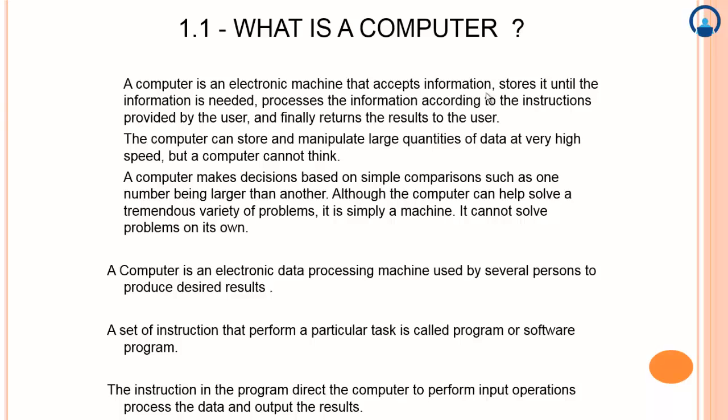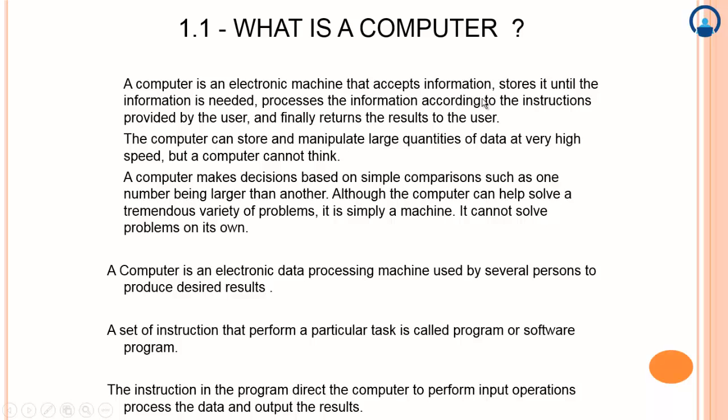In very small manner, I'm going to teach you what is a computer. A computer is an electronic machine that accepts information, stores it until the information is needed, processes the information according to the instruction provided by the user, and finally returns the result to the user. Okay, let's take an example. For that, we have a computer. In this, we have one input, we have one central processing unit, and we have one output.